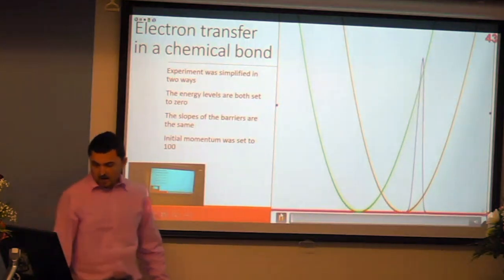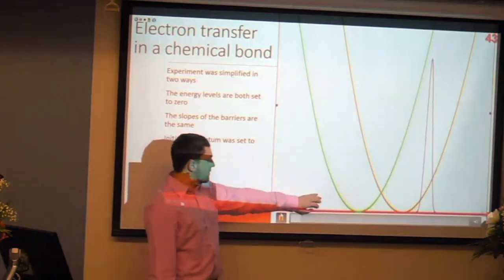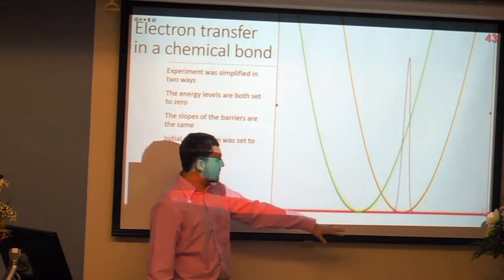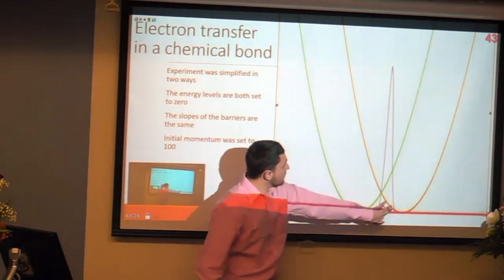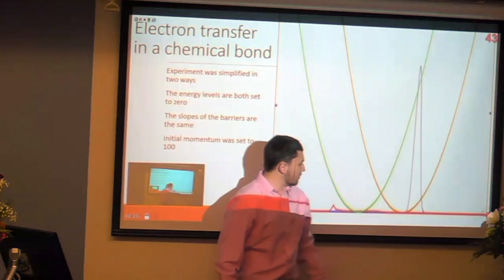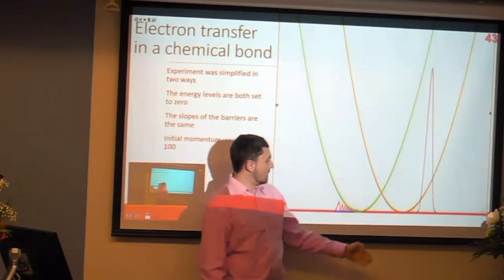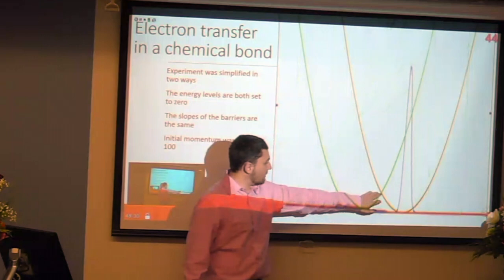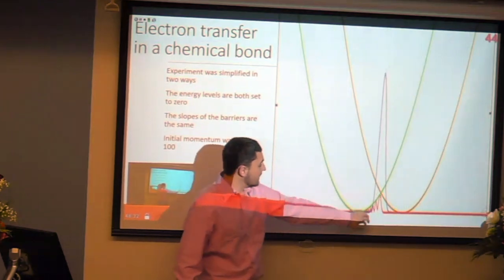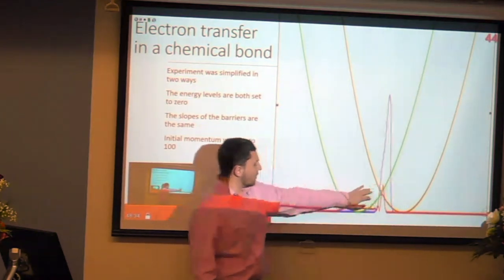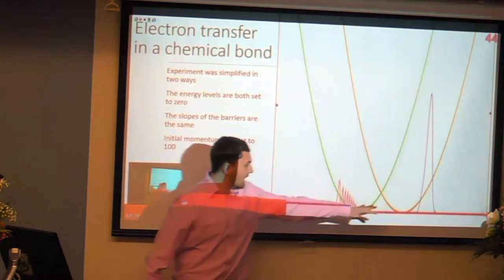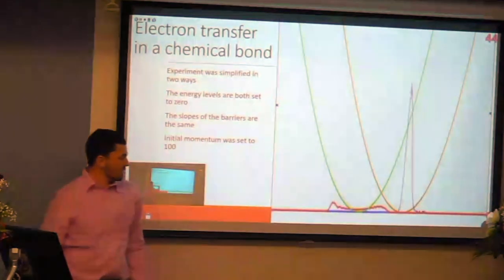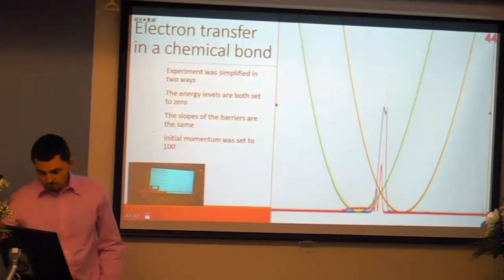So as we are looking at the initial momentum of 100, which is the optimal yield I saw of the electron transfer, this moving part is the electron. And as you can see, every time it passes its intersection point, there's enough energy to transfer over some of the electrons into the acceptor. And over time, you will see this will increase.